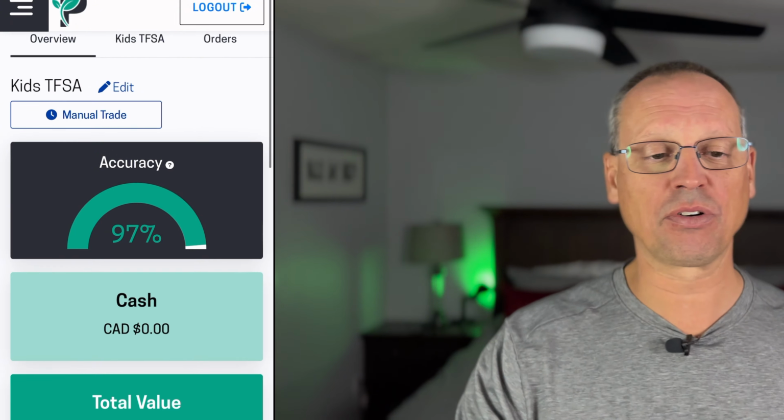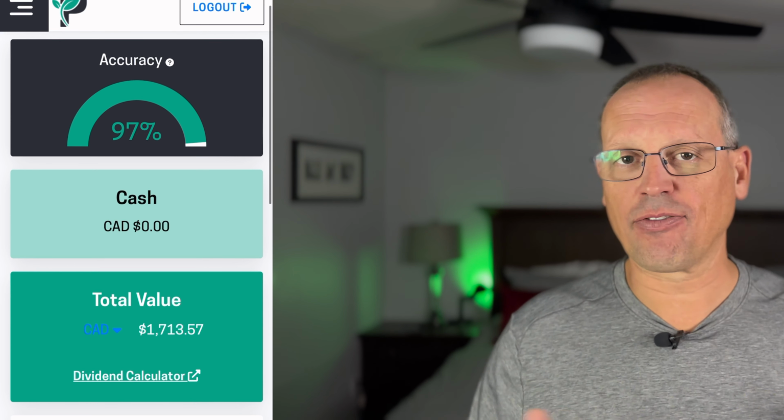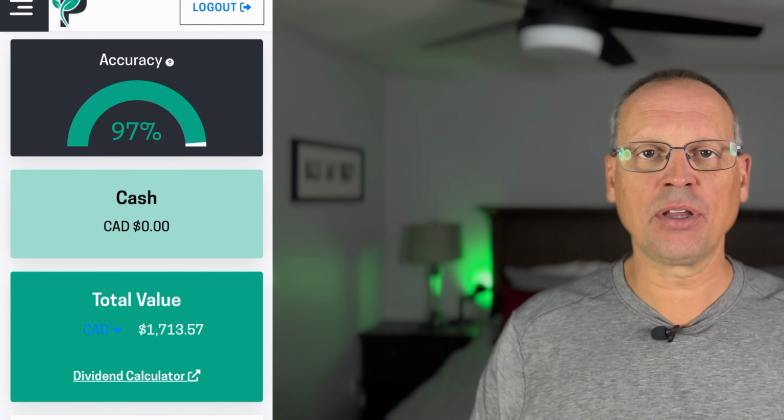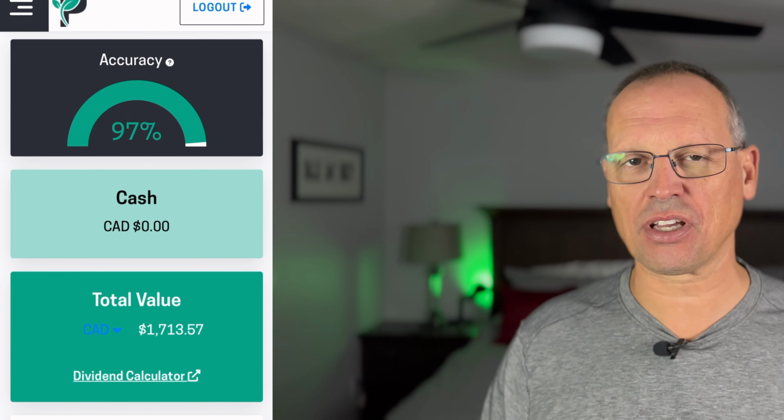All right, let's jump over to the next account. All right, so now we're looking at my kids' account. Now, this is actually my wife's TFSA for full transparency. I am in the process of learning about trust accounts because I'd like to open trust accounts for my kids.